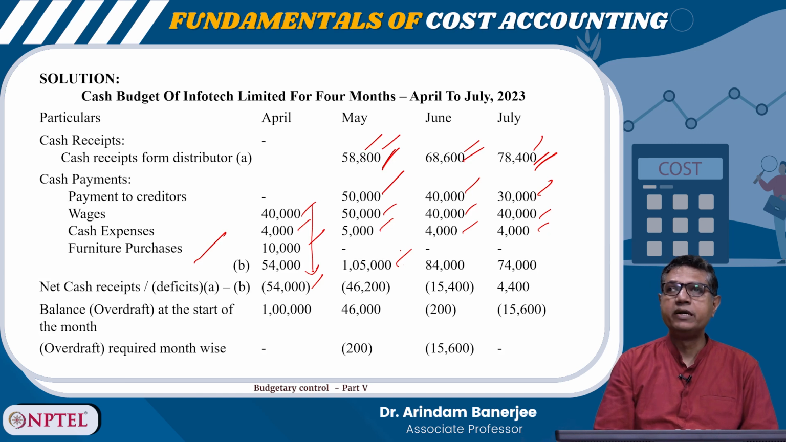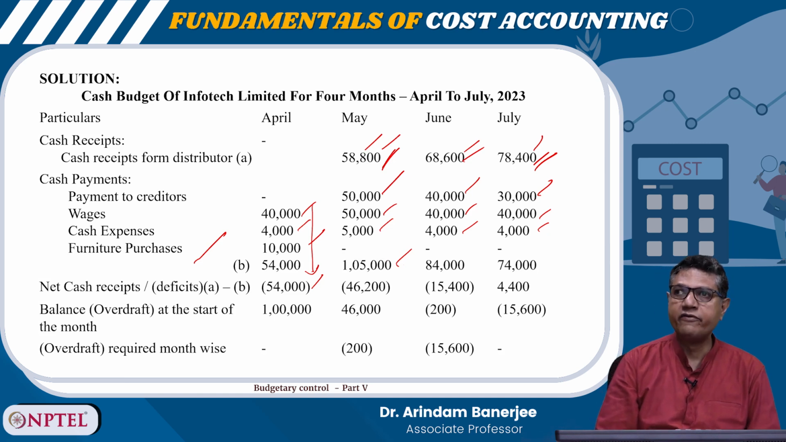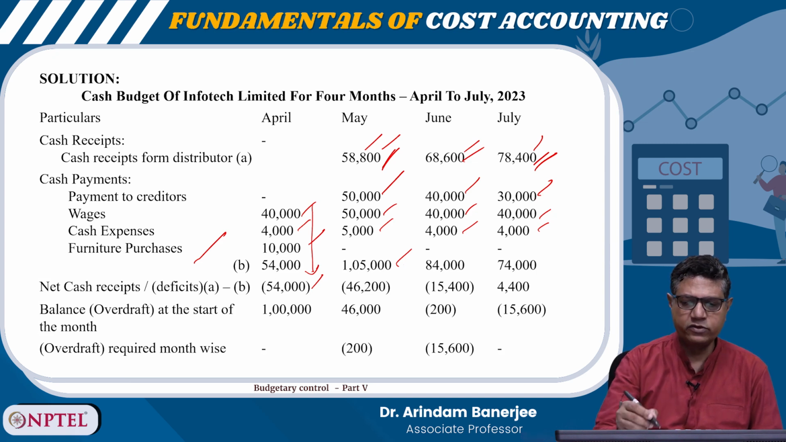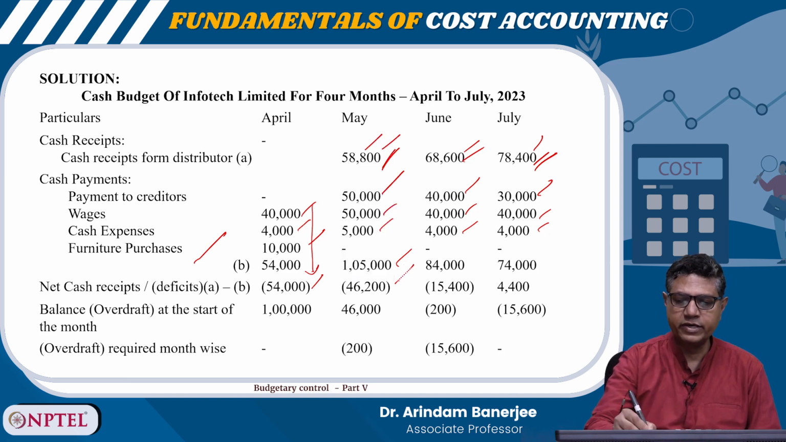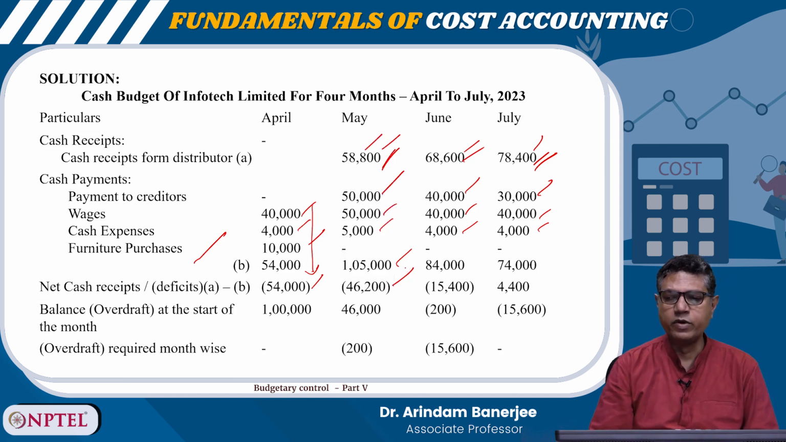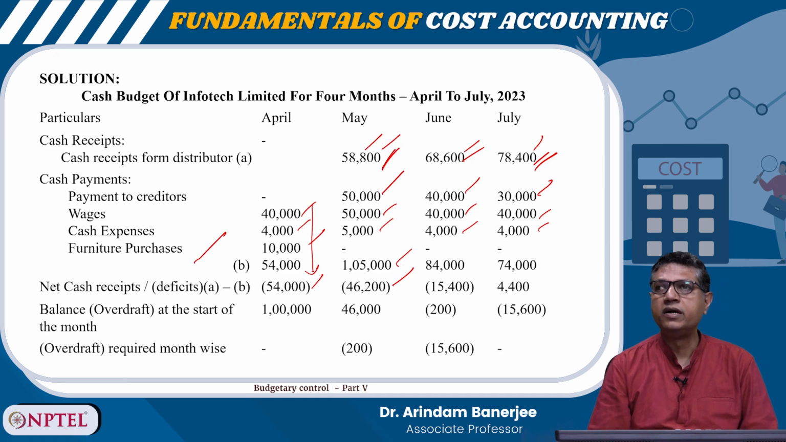So here you see the payment is more than the receipt, so there is a deficit. The deficit is 1 lakh 5,000 minus 58,800, so it is 46,200, right? So it is 46,200.